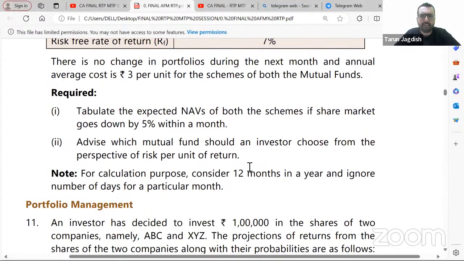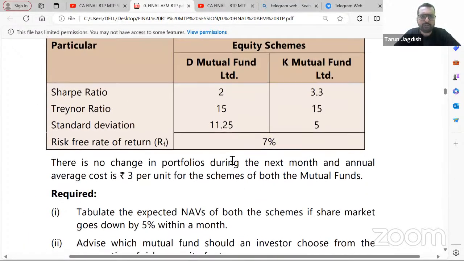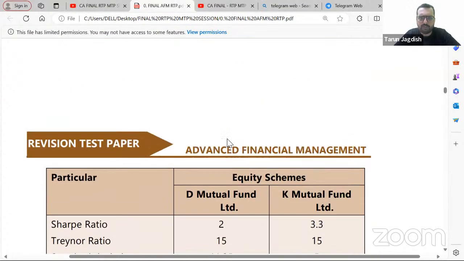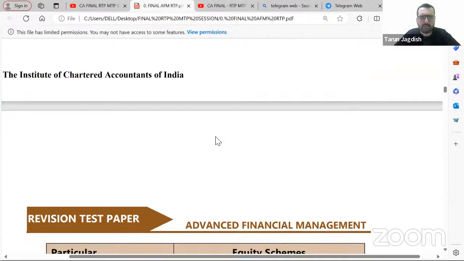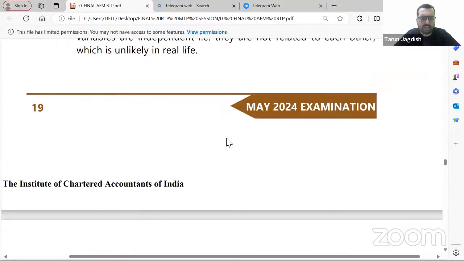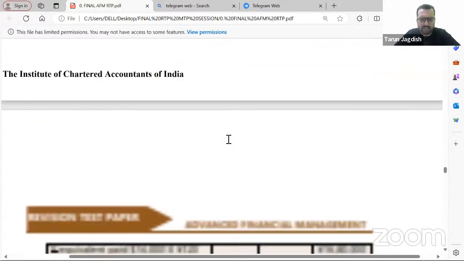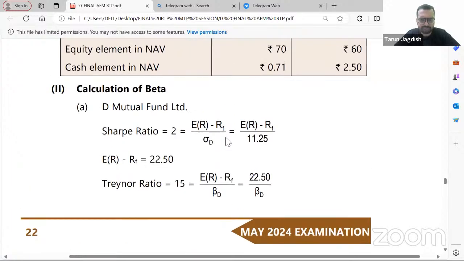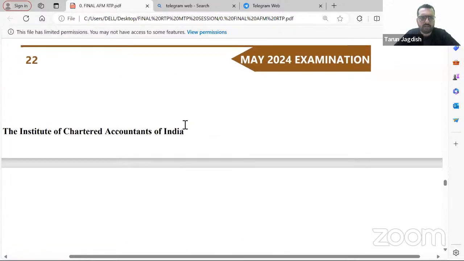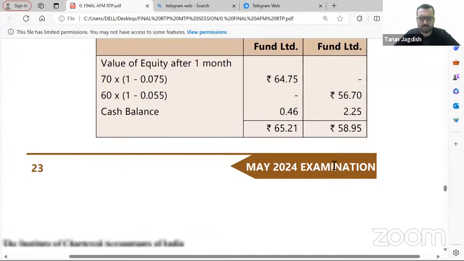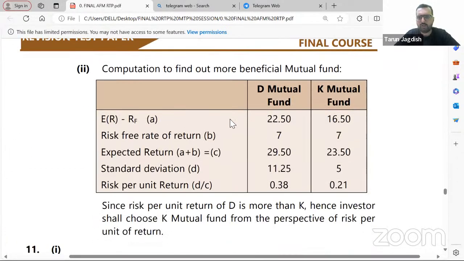So friends, basically they're asking you to calculate which one is better when you compare the return divided by risk. Hold on. Have they given you the returns of the mutual fund in this question? There is one more add-on requirement over here, which is not there in the study material. Let's just take that part and discuss that. This part we have done. We got the answer here. Balance of cash also we got, 65.21.